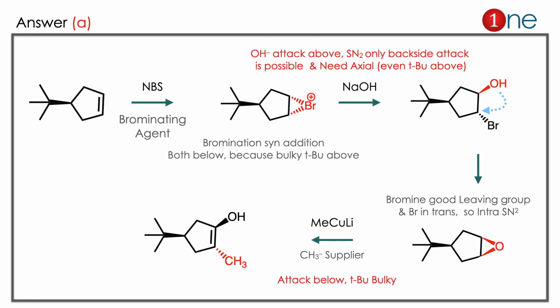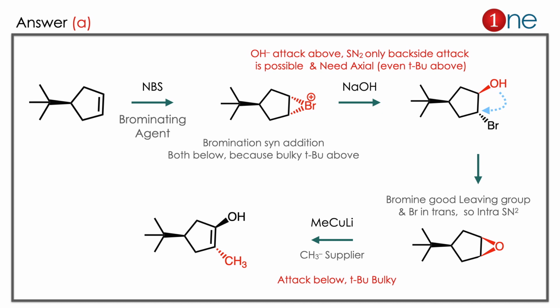The next thing is bromine is also a good leaving group. So an intra SN2 kind of reaction will be there. So O attacks, bromine leaves and epoxide formation will be there. This is possible because bromine is a good leaving group and the positions are perfectly trans to each other. Next step you are using methyl copper lithium, which is an organometallic reagent. It supplies CH3 minus, the methyl anion. So what really happened is the methyl anion opened the ring from below, since the tertiary butyl is bulky there.